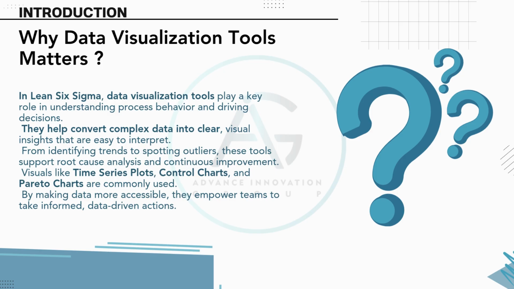In Lean Six Sigma, data visualization tools play a key role in understanding process behavior and driving decisions. They help convert complex data into clear, visual insights that are easy to interpret. From identifying trends to spotting outliers, these tools support root cause analysis and continuous improvement.